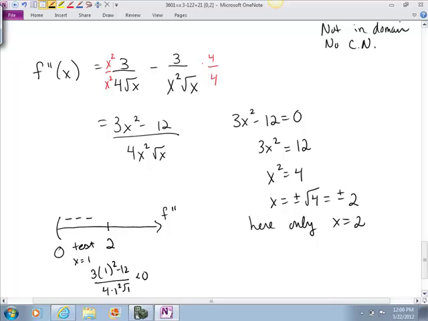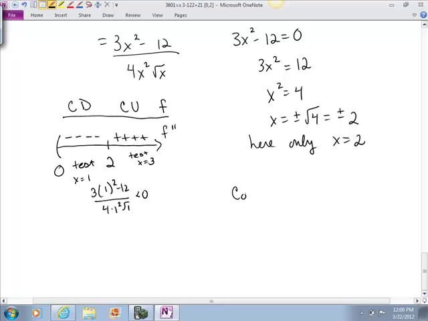So it's negative here. And then if you put a number greater than 2 in, like 3, you should see that that's going to be 9 times 3 is 27. It's going to be positive, and this is always positive. So, right? So that means that the original function f is concave down and then concave up. And so we have a point of inflection at x equals 2.